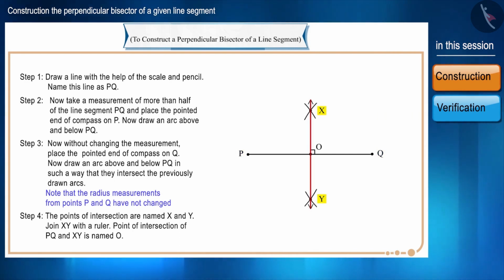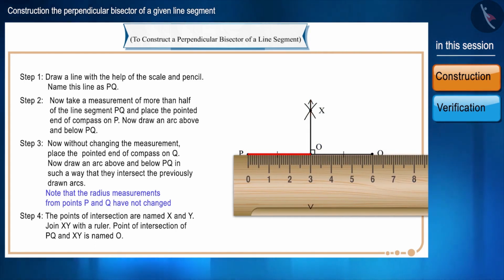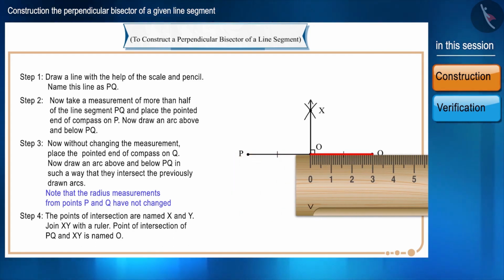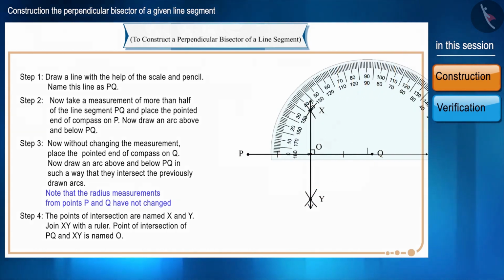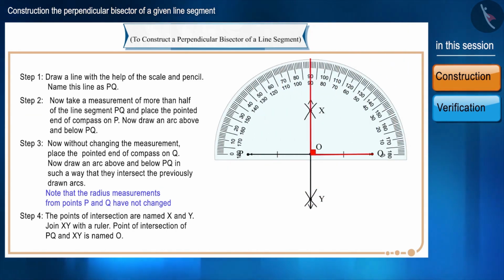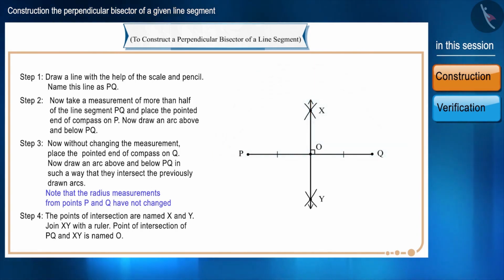The point where the line XY intersects the line PQ will divide the line segment PQ into two equal parts, and XY will also be perpendicular to PQ. You can check the measurement of PO and OQ with the help of the scale, whether they are equal or not. Also, with the help of the protractor, we can check whether the angle formed is 90 degrees or not. So in this way, we constructed a perpendicular bisector of a line segment.